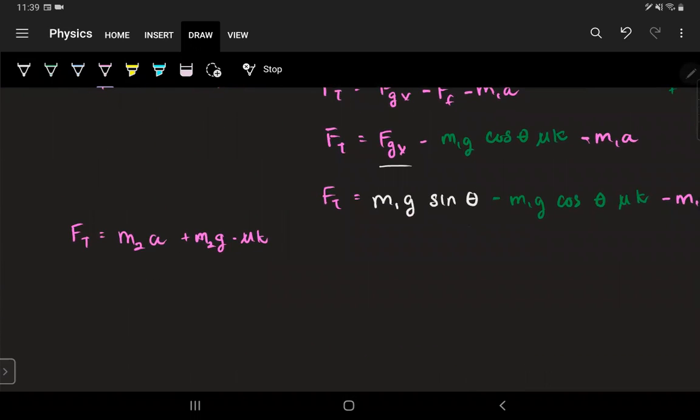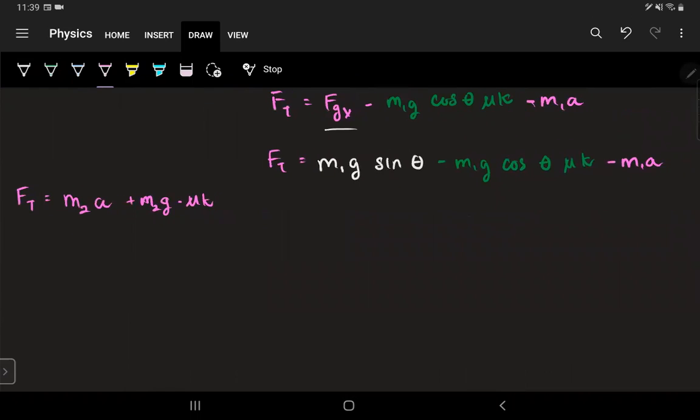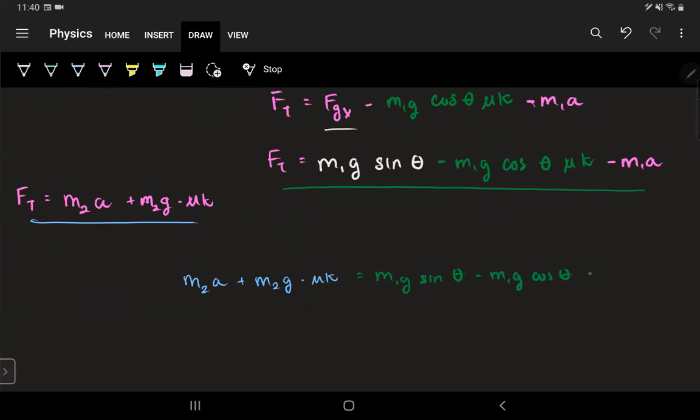All right, now let's set these two things equal to each other now that we've plugged everything in. I'm going to do it in blue: m2a plus m2g times mu k, that's this part, and I will do this part in green, equals m1g sine theta minus m1g cosine theta mu k minus m1a.